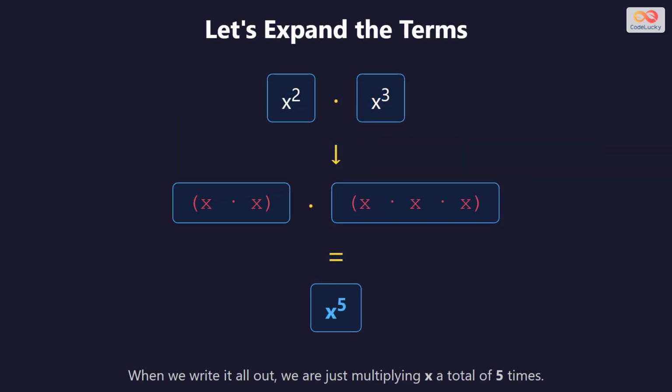To understand the rule, let us look at what multiplication really means. If we have x squared times x cubed, we can expand it. X squared is just x times x, and x cubed is x times x times x. When you multiply them all together, you simply have 5 x's in a row. So, the result is x to the power of 5.